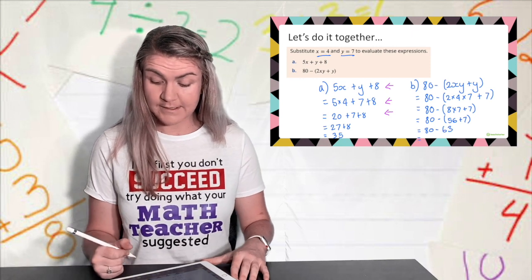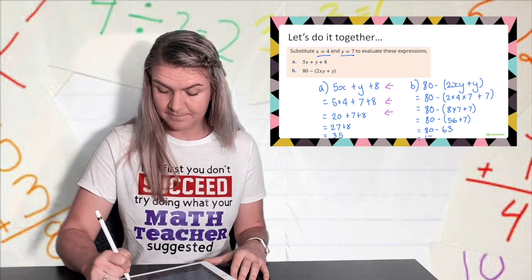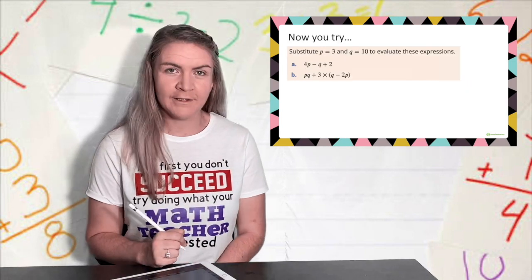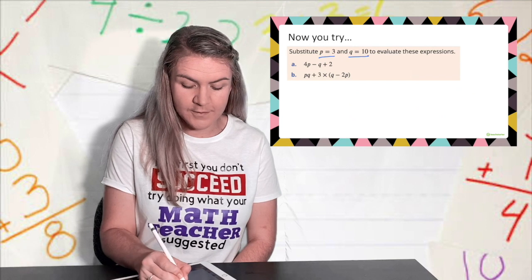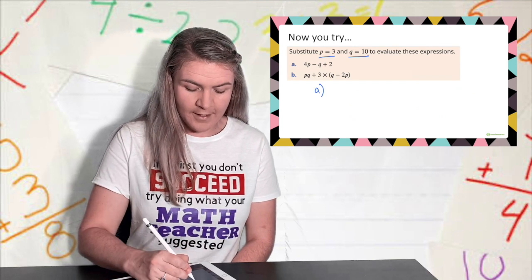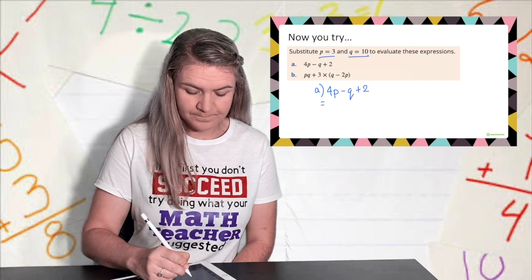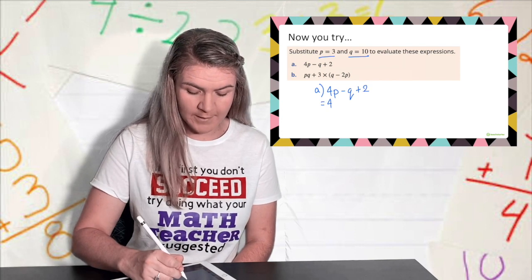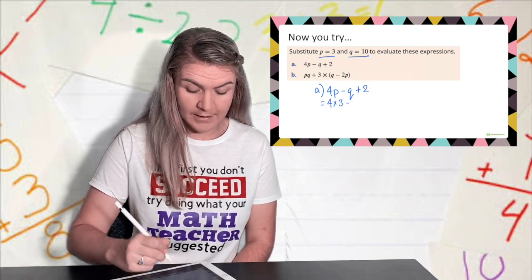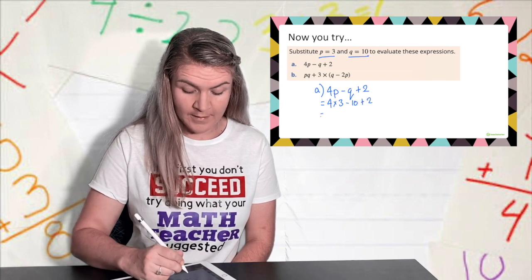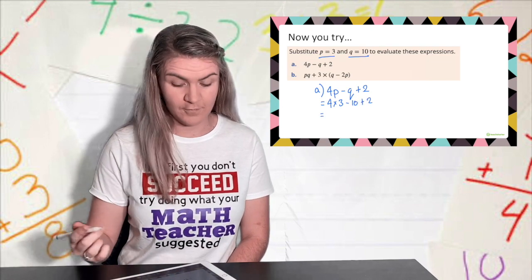And 80 take away 63 is 17. You try some. All right, let's quickly check these answers for p equals 3 and q equals 10. For p, take q plus 2. Now 4p means 4 times p, which is 3, and q is 10. Now that I've done that, I can just evaluate or solve.